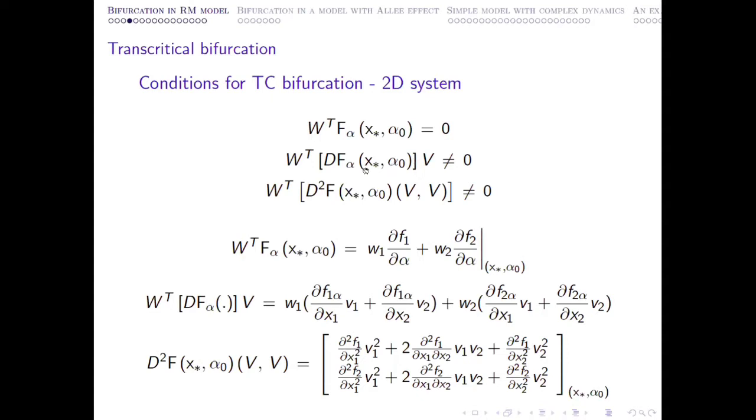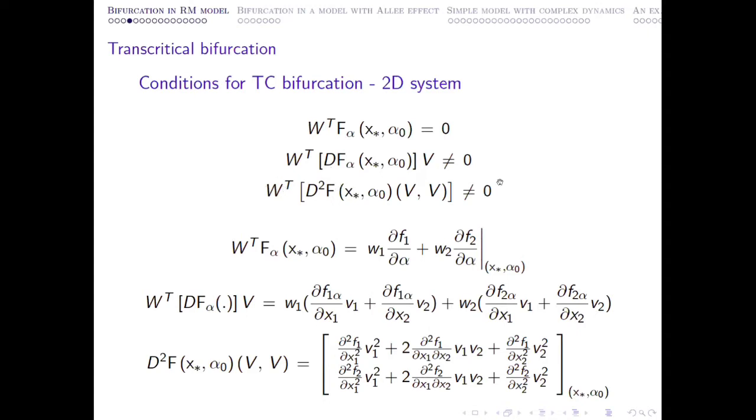And then for this second quantity, dF alpha, it actually means the Jacobian matrix of F alpha. So these are the components of F alpha, that is del F1 del alpha and del F2 del alpha. Now if you calculate its Jacobian matrix and then multiply by V from the right-hand side, this kind of inner product, and finally W transpose this one actually stands for this explicit expression.